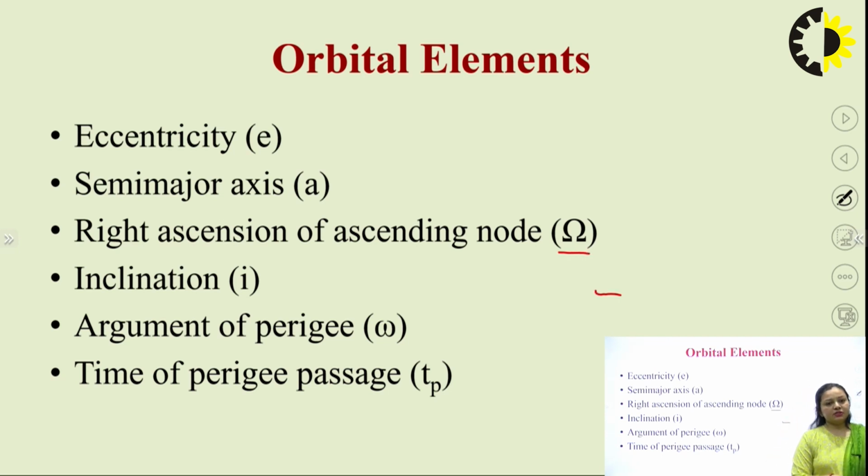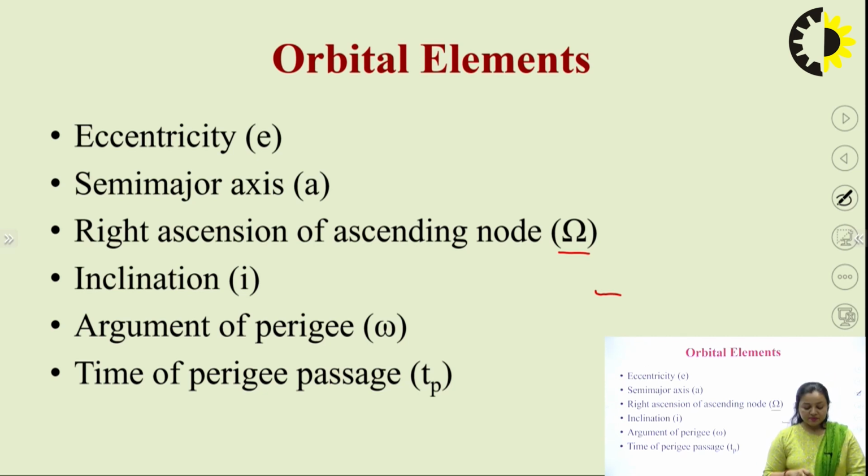Then is the inclination. We have discussed two orbits. One was the equatorial orbit, when my satellite is in an orbit above the equator, revolving parallel to the equator. Second, we have discussed when it is covering the north and south poles.